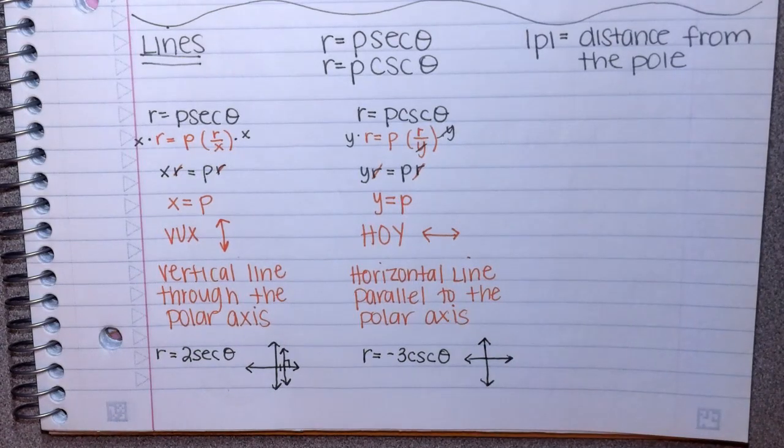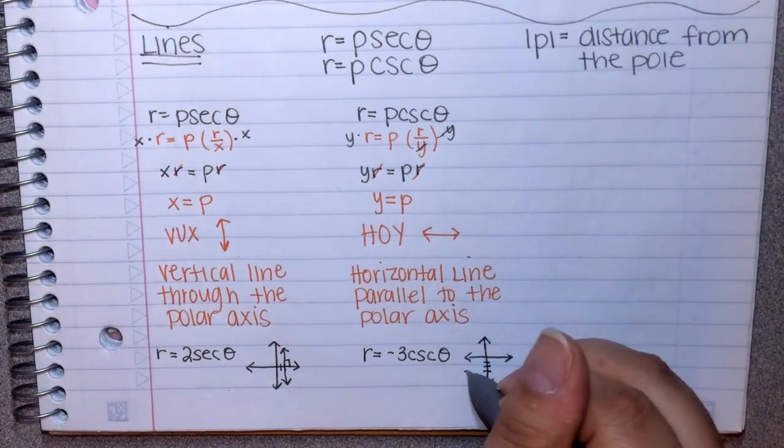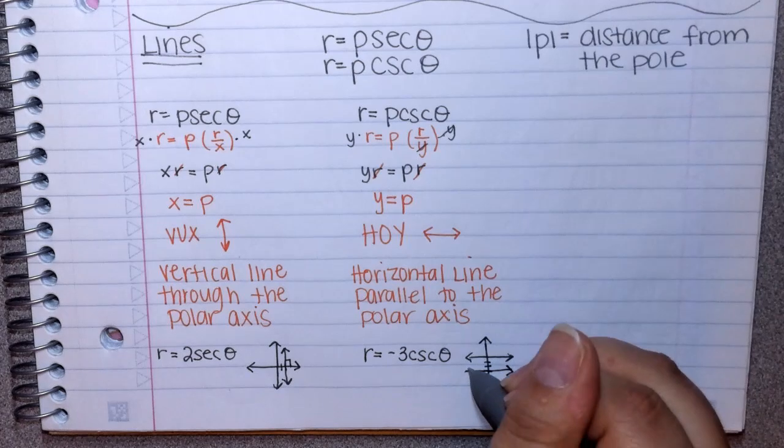R equals -3 cosecant of theta. What direction would I go? Down 1, 2, 3, and draw a horizontal line.